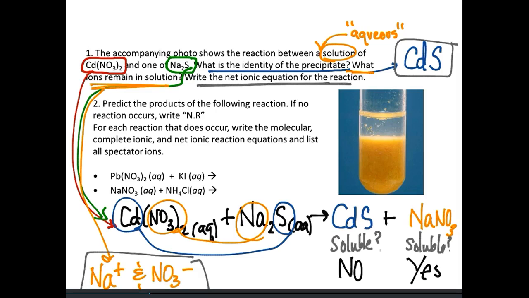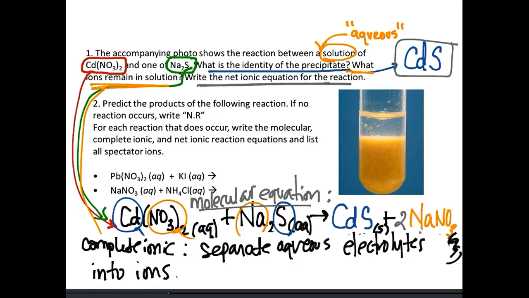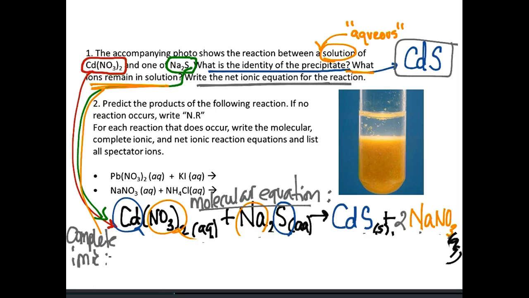Write the net ionic equation for the reaction. So down here we have the molecular equation, except I haven't balanced it yet. I need a 2 here in front of the sodium nitrate. And I need states of matter: cadmium sulfide is a solid and sodium nitrate is aqueous. So that's the molecular equation. For the complete ionic equation, you would separate the aqueous electrolytes into ions.